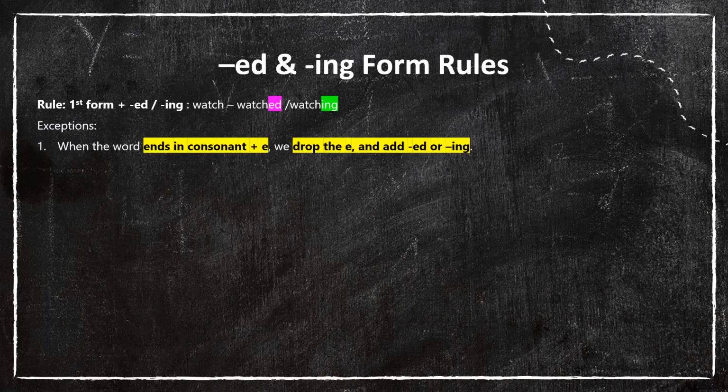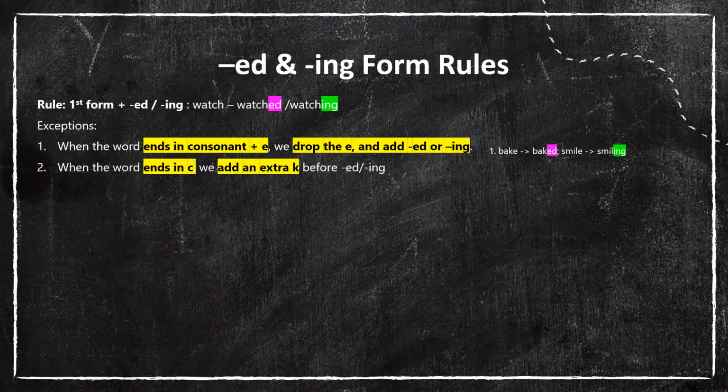When the word ends in consonant plus E, we drop the E and we add ed or ing. So for example, smile ends in an E, we take out the E and we add ing, and we have smiling. For bake, it's the same situation. We take out the E and we add the ed, and it becomes baked. I know there is still an E there, so the general idea is that you don't do bake-ed. So you don't have two E's, you just keep one of the E's over there, right?